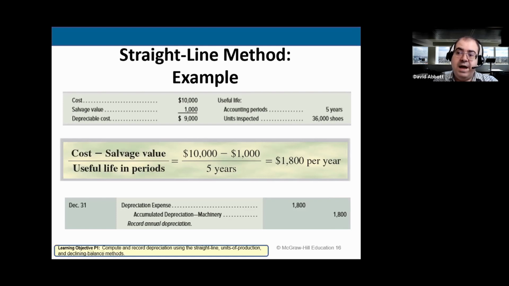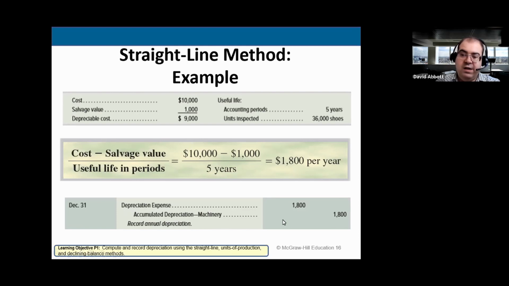So we figured out that they had $9,000 of what they were going to be able to depreciate in total, divided by the 5 years of service life. We know that they're going to be able to depreciate $1,800 a year. So we would have depreciation expense in the amount of $1,800 debit, and we would credit accumulated depreciation machinery $1,800.